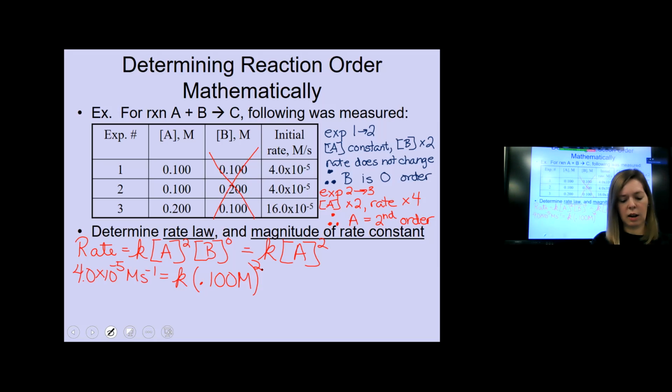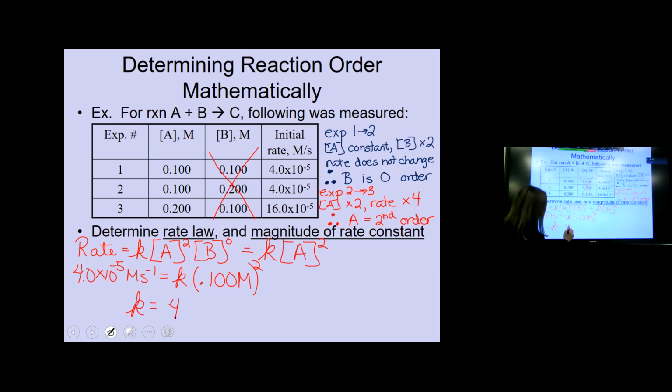So now we just plug this all into our calculator. We are going to have 4 times 10 to the negative fifth divided by 0.1 squared. And that would give us 4 times 10 to the negative third. And honestly, I shouldn't have even used my calculator to do that. And we want 2 significant figures. All right, so that's going to get me 1 point for the value of k.